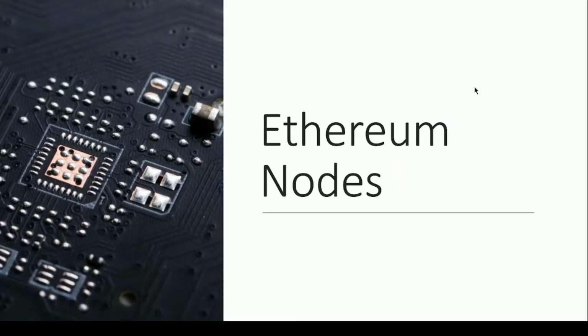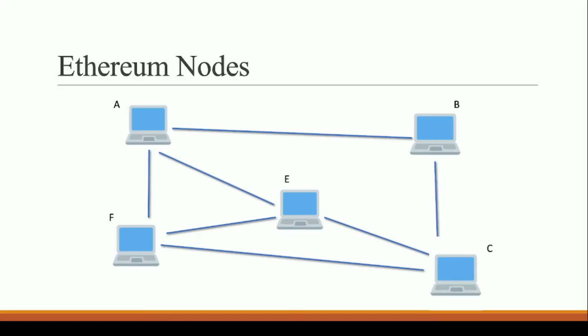Hi. Now in this video we are going to talk about Ethereum nodes. Let us see what they are. So let's say this is our Ethereum blockchain network, where A, B, C, E, F are different systems, and they are part of this Ethereum blockchain network.